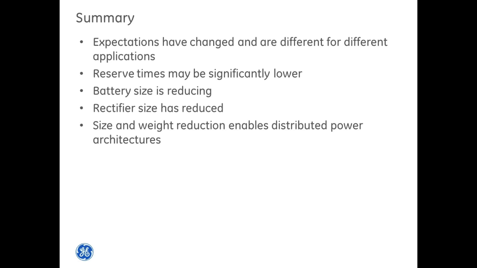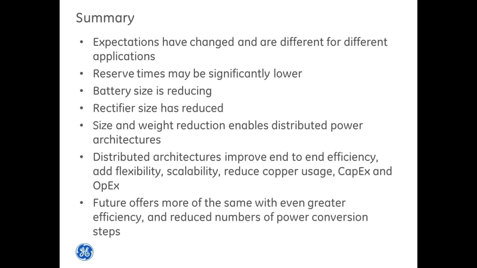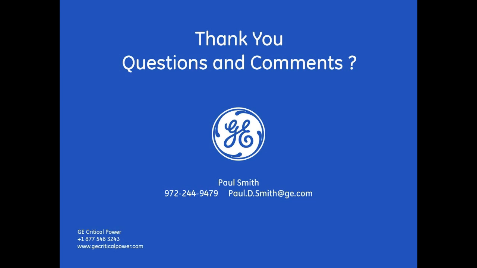Rectifier size is reduced. That's allowed us to put rectifiers in places where we previously couldn't put them. Size and weight reduction also allows us to put them in places where they previously wouldn't go. And really, all of these combine to enable this distributed power architecture. The distributed architecture improves the end-to-end efficiency. It also adds flexibility, scalability. It reduces copper usage and also the losses involved in copper, reducing capital expenditure and improving operating expenses.